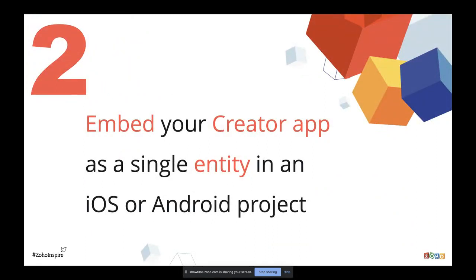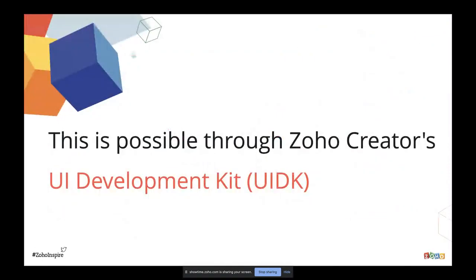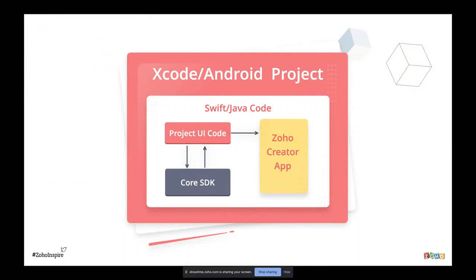And let's look at the second way we can put the mobile SDK into use, right? Embed your Creator app as a single entity in an iOS or Android project. So let's say you already have created a project and you're trying to include the Zoho Creator app that you built as a part of this. You have a mobile application, and inside that mobile application, you're trying to include the Zoho Creator app itself.